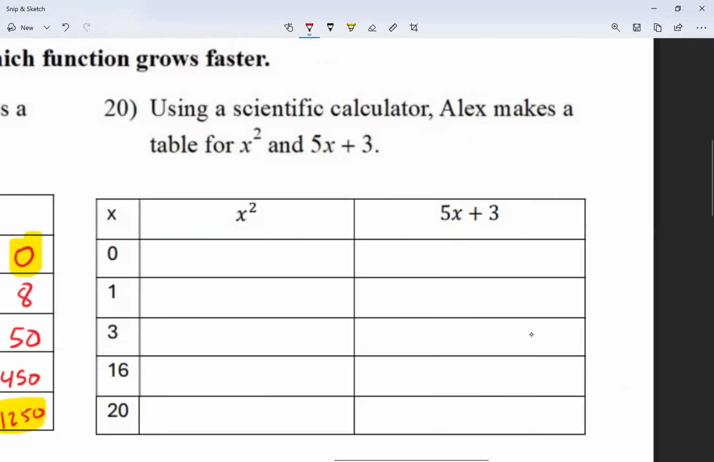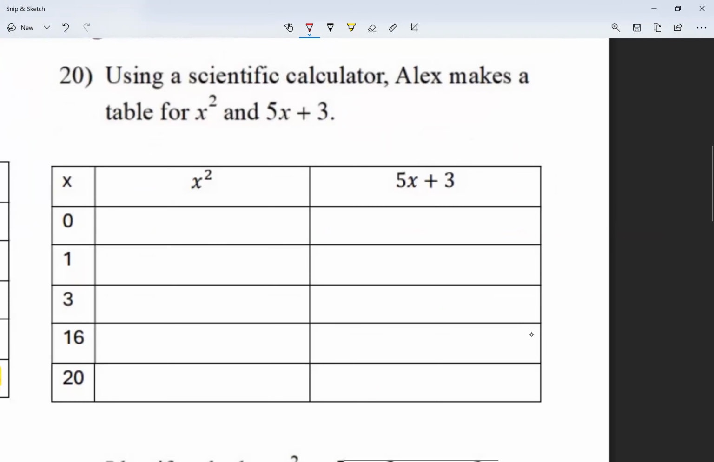Let's take a look at my second table here. Using a scientific calculator, Alex makes a table for x squared and 5x plus 3.